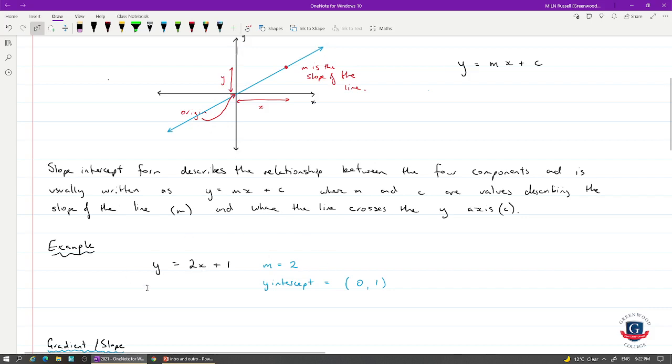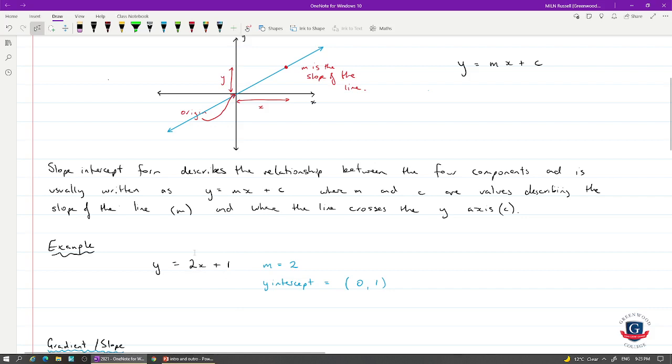So let's just look at this equation for a second. The coefficient of x is 2, so the gradient of that line is 2. And the y-intercept would be at 0, 1, because the c value is 1. It would cross the y-axis at 1.